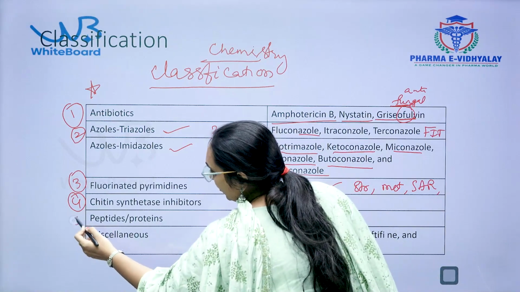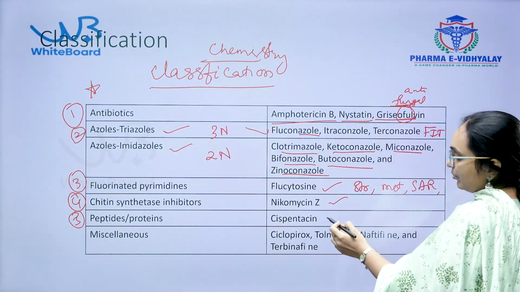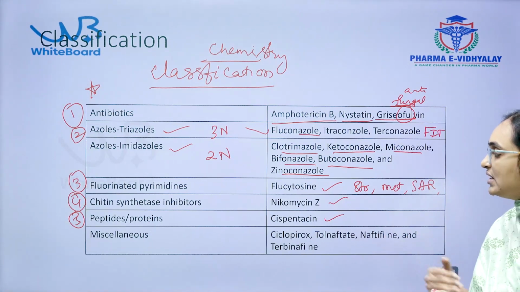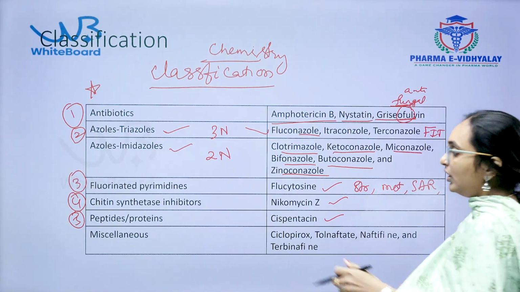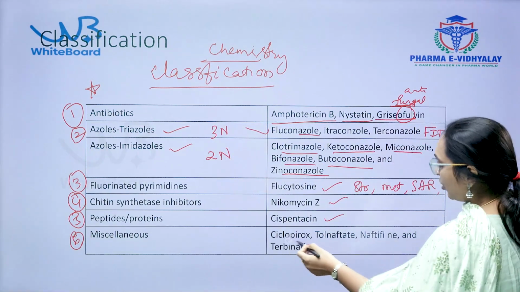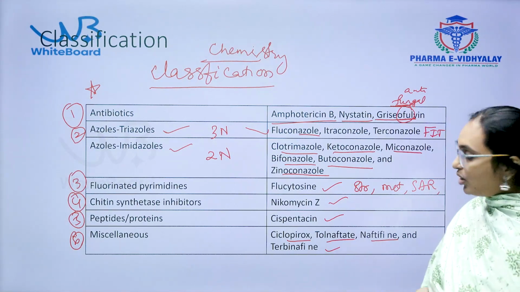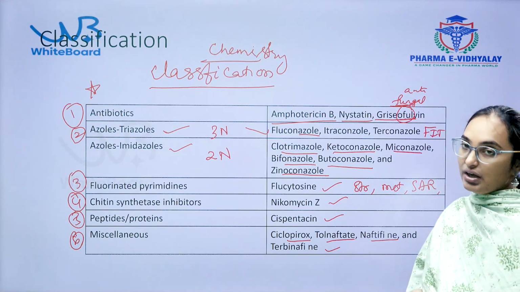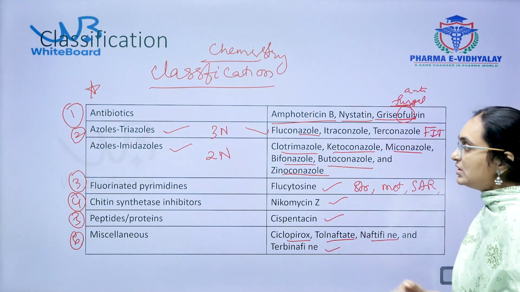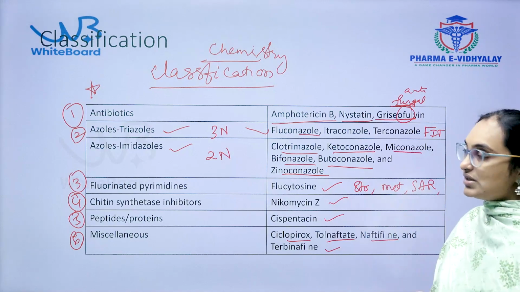Next one is peptides or proteins, example is cispentacin. Next is miscellaneous agents: ciclopirox, tolnaftate, naftifine and terbinafine. The most important classes of these drugs are the antibiotic drugs and azole drugs.